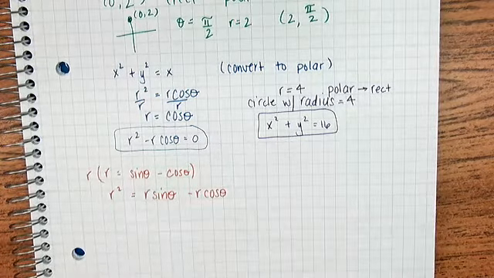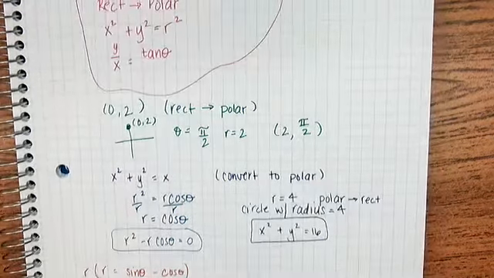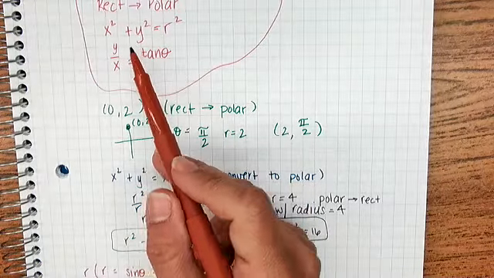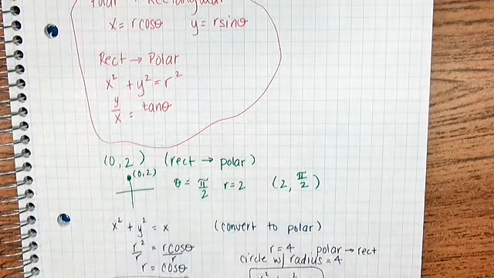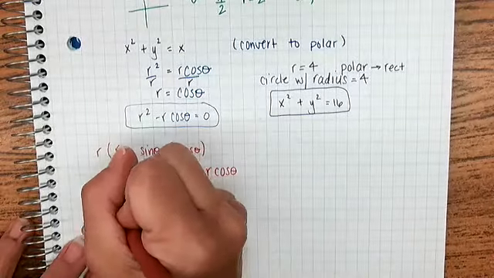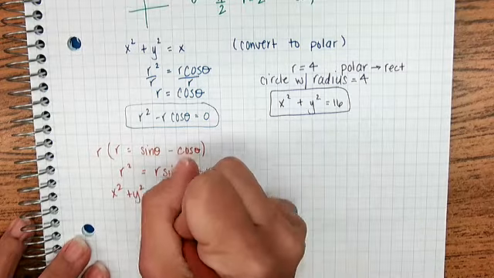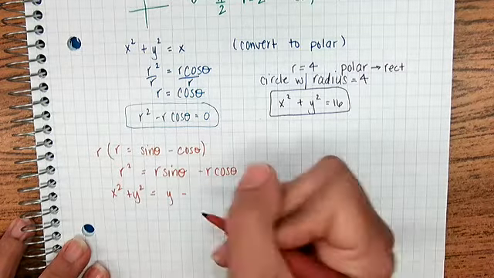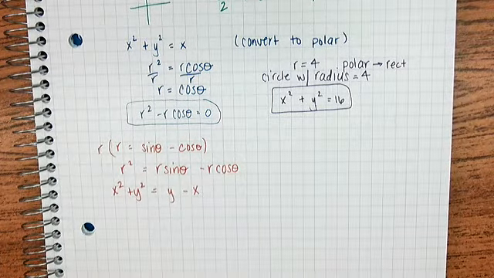I like this. R squared, x squared plus y squared. Cool. R sine, y. R cosine, x. This is doable. So r squared is x squared plus y squared. R sine is y. R cosine is x. I hate to tell you this, but you do know how to do this. I'm silent on purpose.